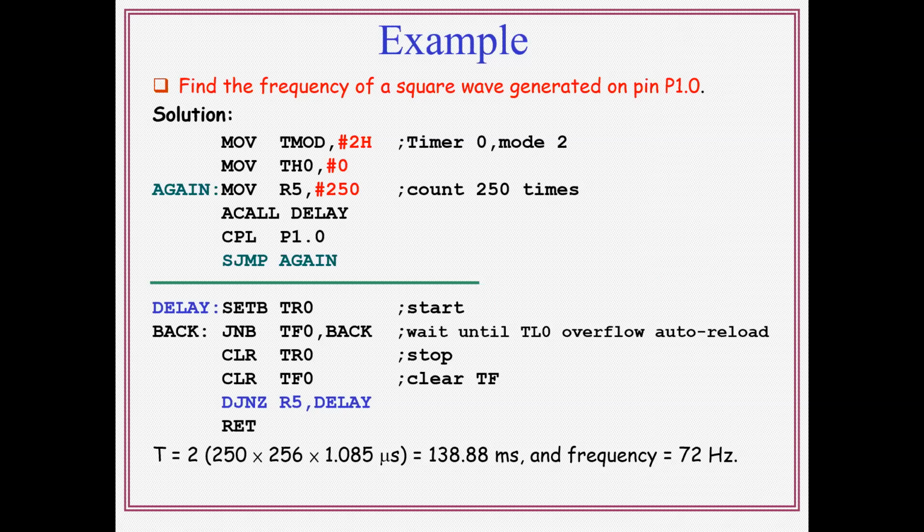So now the total delay is 250 into 256 into 1.085 microseconds. It is for the on time. For the off time, again we need the same delay, so that into 2 is here. So finally we got 138.88 milliseconds. So the time period is 138.88 milliseconds, and the frequency is 72 hertz. So this is the calculation of frequency and time period from the program.